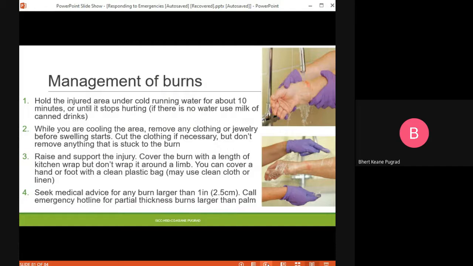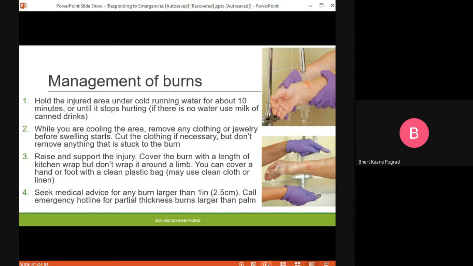Kasi kapag mayroong burn dyan, for example sa arm, meron siyang wristwatch, pwede mo nang tanggalin agad para hindi na mag-swell. Kapag sa damit naman, you need to cut the cloth or cut the patient's clothing to prevent it from sticking. Next, you need also to raise and support the injury, and you need to cover the burned area with a length of kitchen wrap.